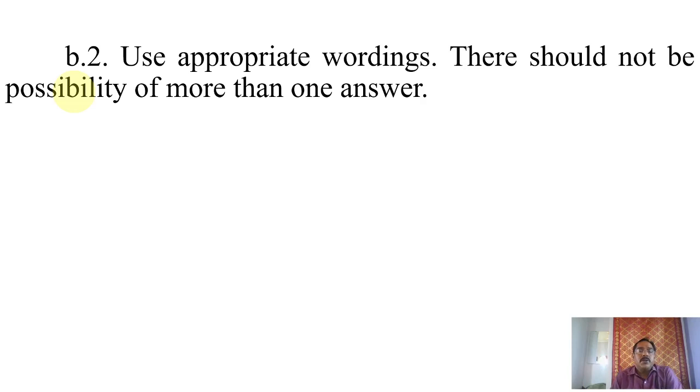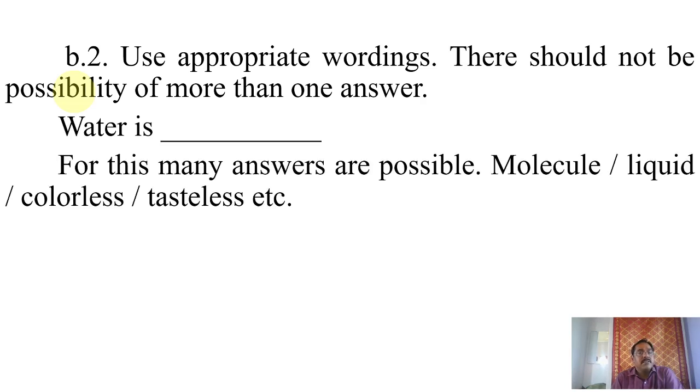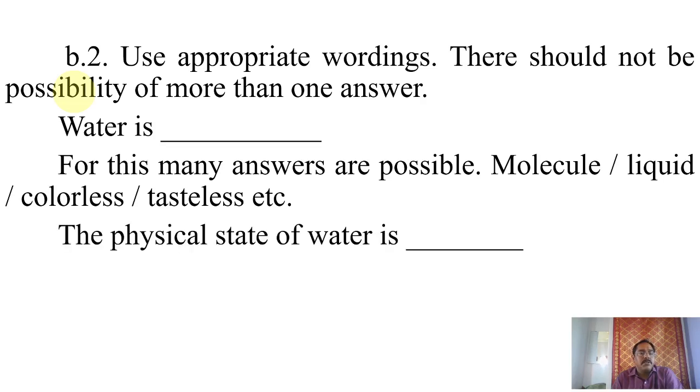So B2. Use appropriate wording. There should not be possibility of more than one answer. Let us have an example here. Water is dash. Many answers we can say. Water is a molecule, it's a liquid, it's colorless, tasteless, etc. Many answers will come. So like this, we cannot give. More than one answer is possible. Rather, if it is like this, the physical state of water is, then there is only one answer. So like this we can ask the question. The physical state of water is liquid.